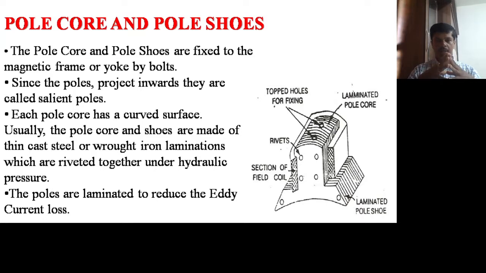The pole core and pole shoes are usually made of cast steel or wrought iron laminations. The main purpose of using laminations is to reduce the eddy current losses. If you use laminations of very small thickness, it automatically reduces the eddy current losses.